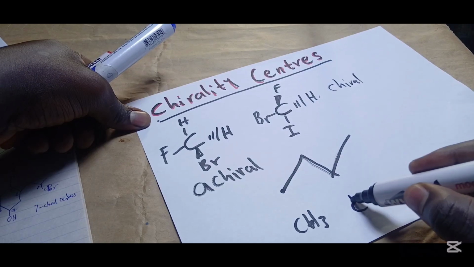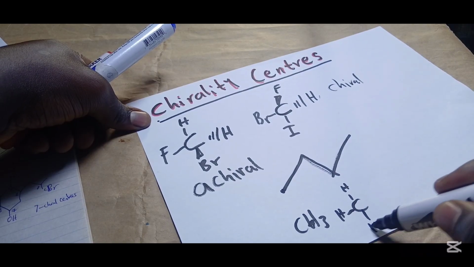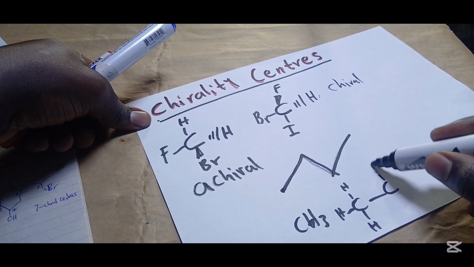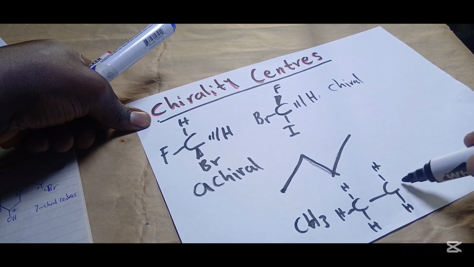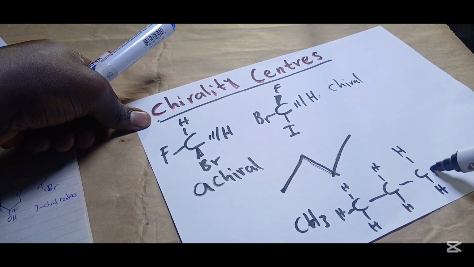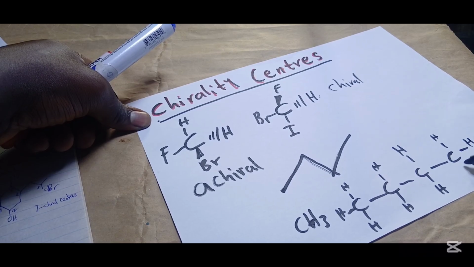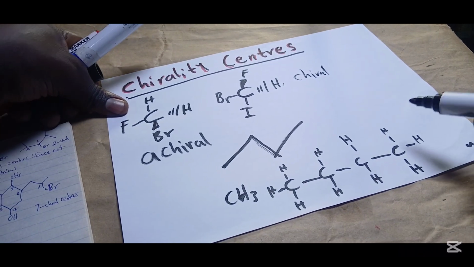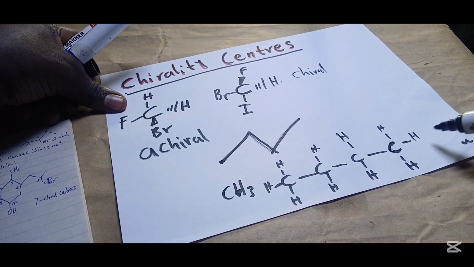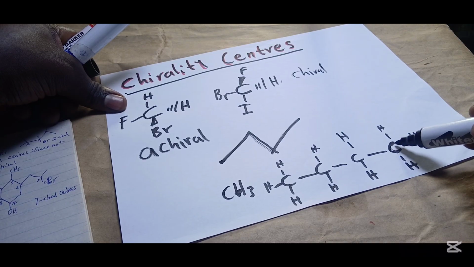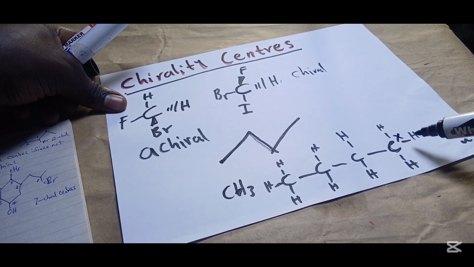C here with 2 hydrogens, and this carbon too with 2 hydrogens, and that carbon there with 3 hydrogens, a methyl group, 3 hydrogens. So let's look at this carbon. Is it chiral or achiral? Well, you could see that we have 3 hydrogens attached to it. Then this carbon is not chiral.